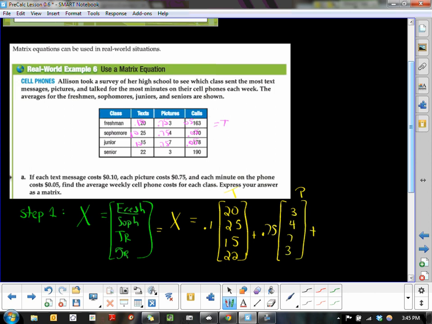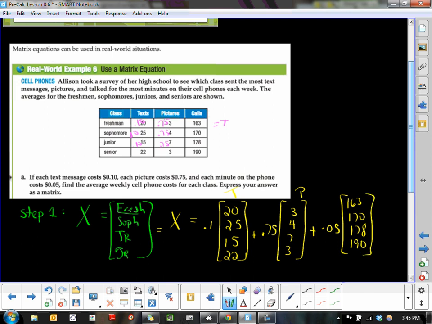I want to add that to the cost for phone calls, and it's 5 cents for every minute of phone call usage, and that is 163, 170, 178, make absolutely sure, yep, 178, and 190.